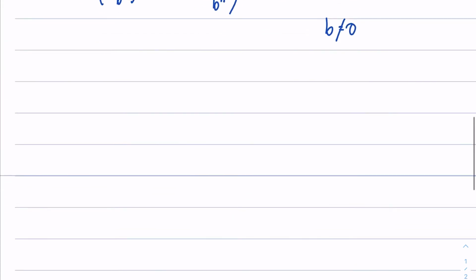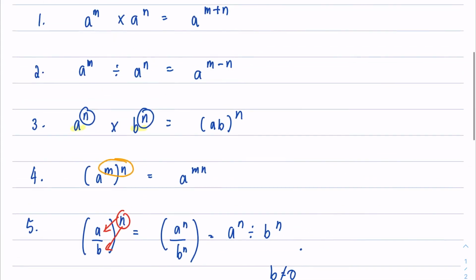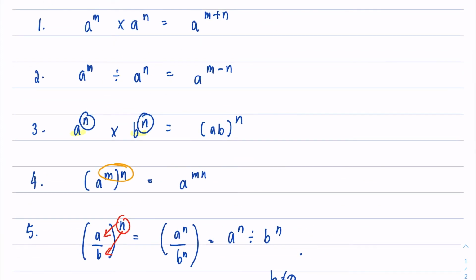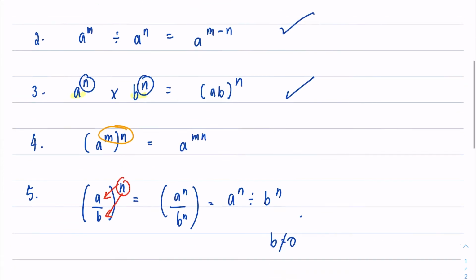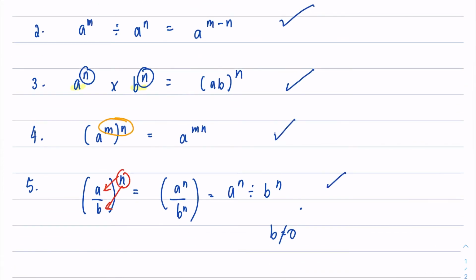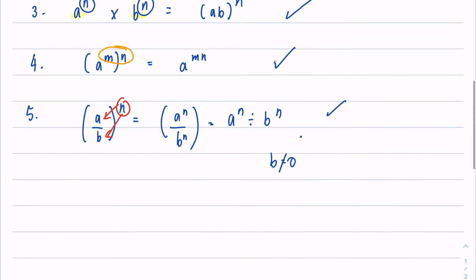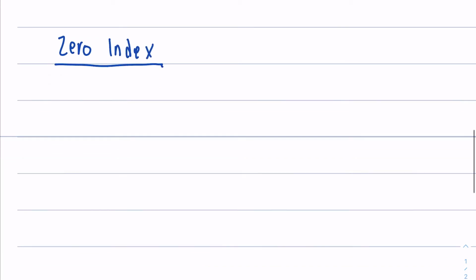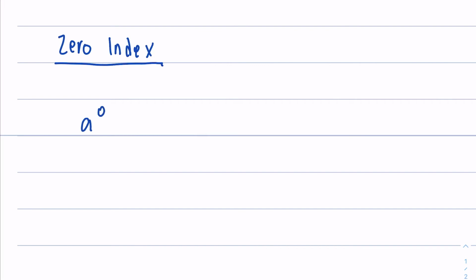So, besides the 5 different rules that we see here, in terms of multiplication, division, multiplication with same index but different bases, and brackets, there are certain key points to note. First being what we call the zero index. a to the power of 0, for example.